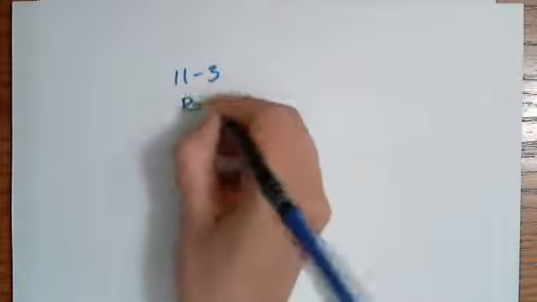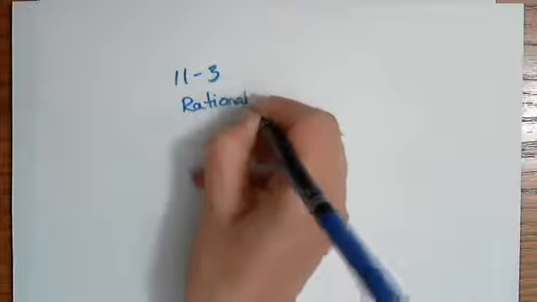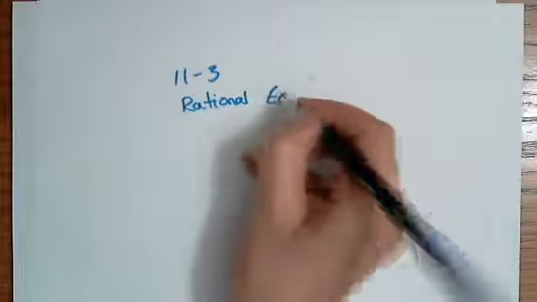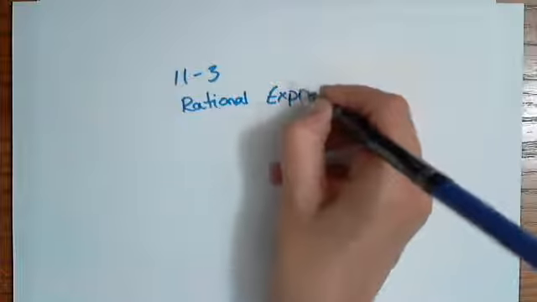Hello everyone, we are here to discuss lesson 11-3, where we're going to talk more about rational expressions. Rational expressions again are things that make sense, things that you can easily define. And the first thing that we're going to discuss is reviewing more about finding excluded values.